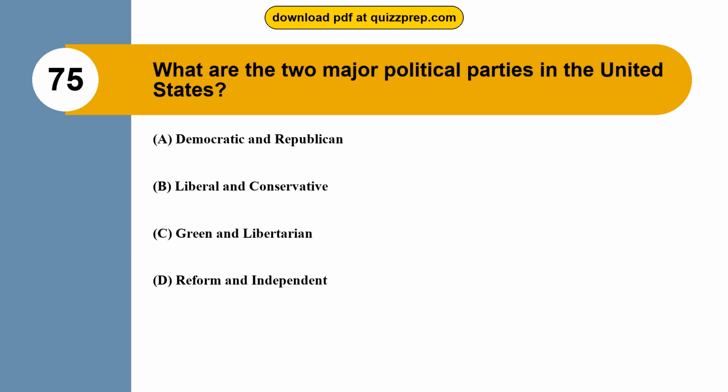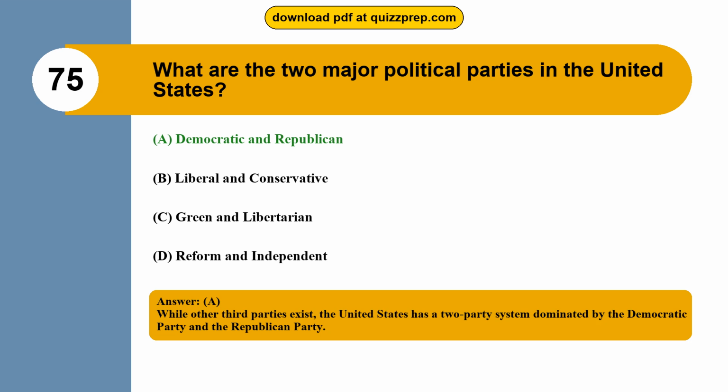Question 75. What are the two major political parties in the United States? Option A, Democratic and Republican. Option B, Liberal and Conservative. Option C, Green and Libertarian. Option D, Reform and Independent. The correct answer is option A, Democratic and Republican. While other third parties exist, the United States has a two-party system dominated by the Democratic Party and the Republican Party.